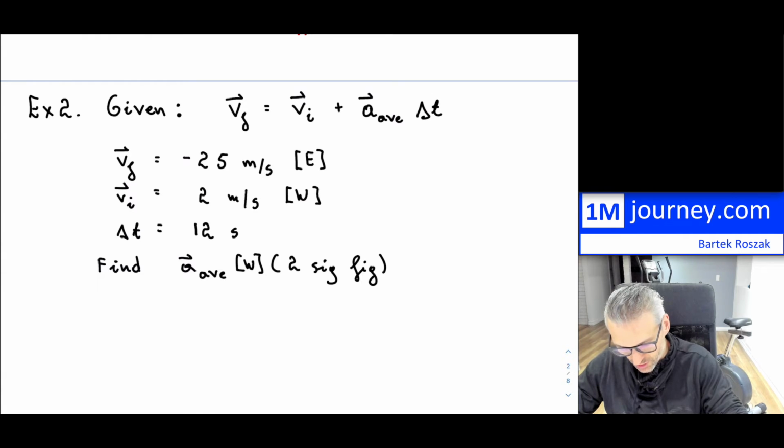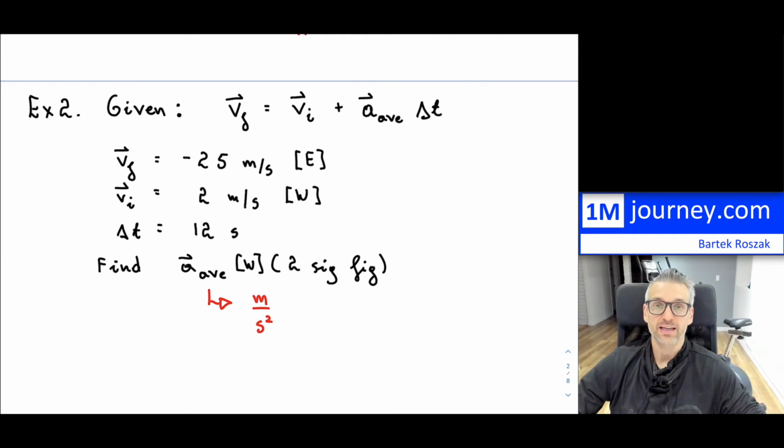Okay, so let's take a look. I'm going to take a look and see what they're asking me for. So they're asking me to find the average. Okay, they want it in the west direction, right? But they're not giving me any unit. So this is the case where if they don't give you any units, you assume that it is going to be your metric, okay, SI unit. So your kind of base unit, which is meters per second squared. So that is something that I'm going to assume because they don't give me anything else to work with.